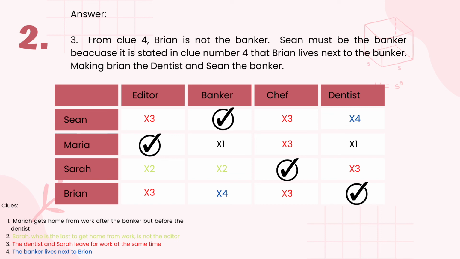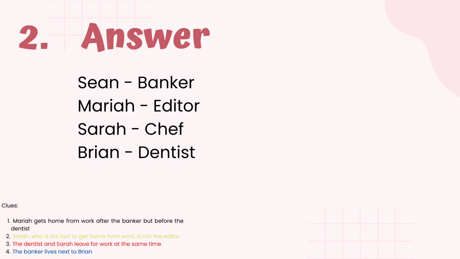Now, from clue number 4, Brian is not the banker. Sean must be the banker, because it is stated in clue number 4 that Brian lives next to the banker, making Brian the dentist and Sean the banker. This is our final answer, concluding that Sean is the banker, Maria the editor, Sarah the chef, and Brian the dentist. Did you get it right?